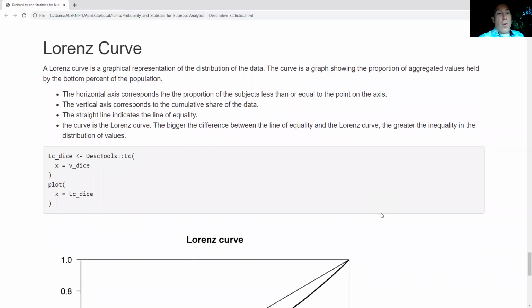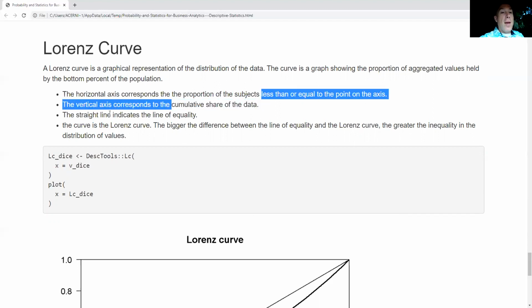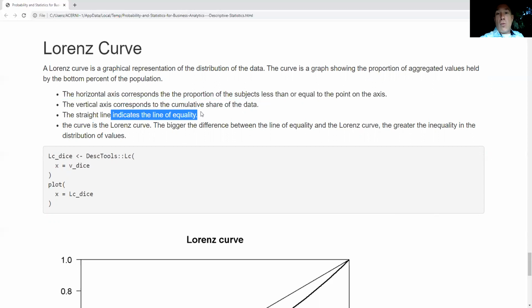All right, now the Lorenz curve. A Lorenz curve is a graphical representation of the distribution of data. The curve is a graph showing the proportion of aggregated values held by the bottom percentage of the population. The horizontal axis, the x-axis, corresponds to the proportion of the subjects less than or equal to that point on the axis. The vertical axis, the y-axis, corresponds to the cumulative share of the data. The straight line indicates the line of equality if things were equally distributed throughout, and the curve that we're about to look at is called the Lorenz curve.